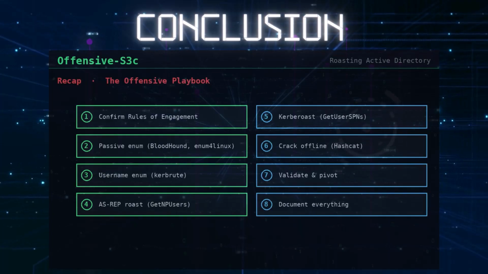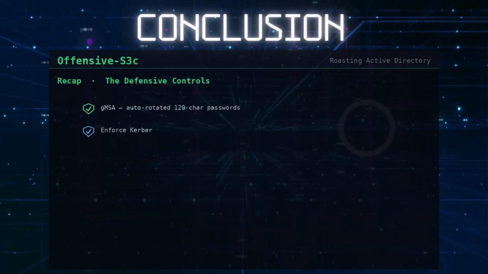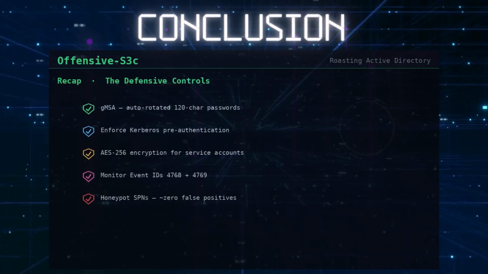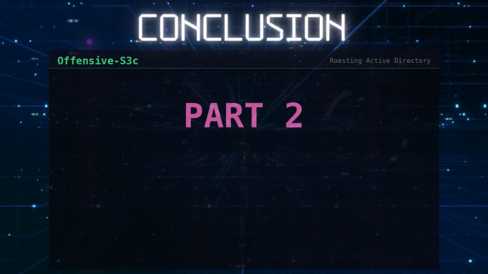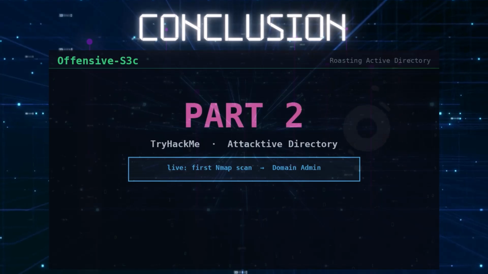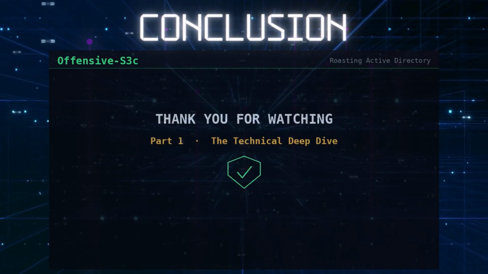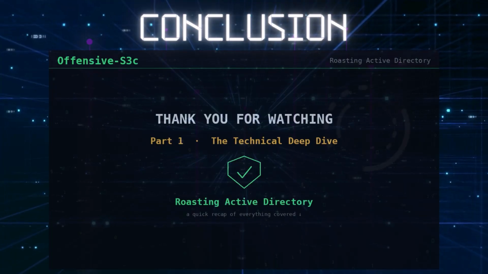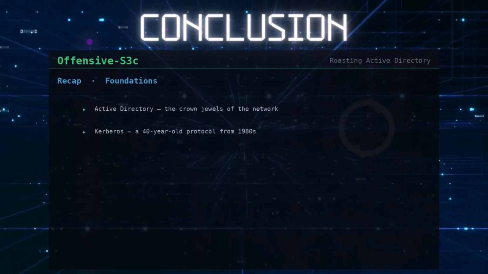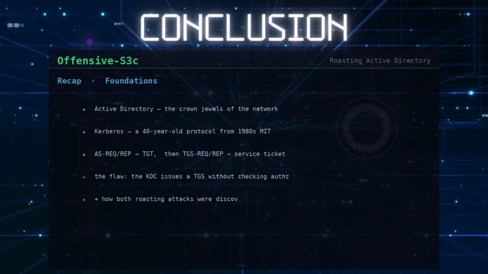On the offensive side, I walked through 8 structured best practices, starting with confirming rules of engagement, moving through passive enumeration with BloodHound and enum4linux, username enumeration with Kerberos, ASREPRoasting first with GetNPUsers, Kerberoasting with credentials using GetUserSPNs, offline cracking with hashcat, credential validation, and thorough documentation.